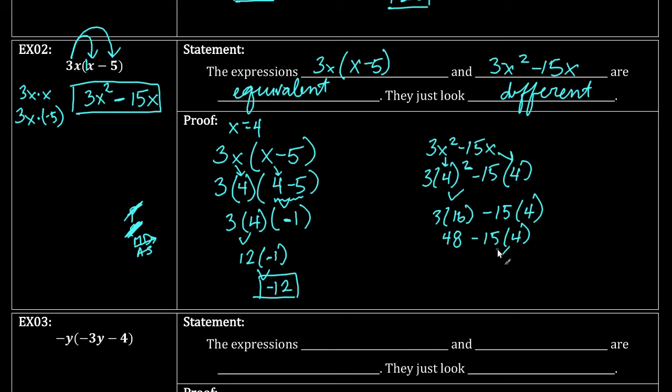15 times 4. Well, 15 times 2 is 30. 30 times 2 is 60. So a negative times a positive is a negative. And 48 minus 60, there are more negatives. There are 12 more negatives left over.